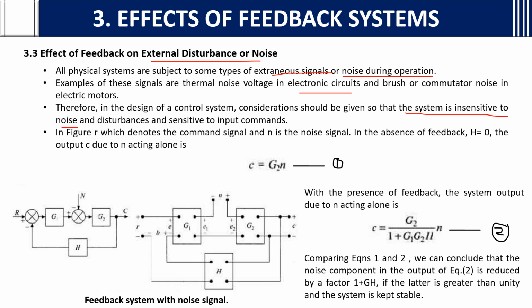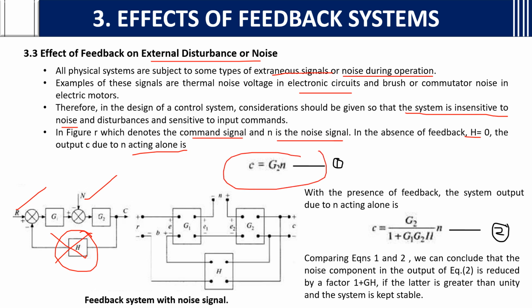In the figure, R denotes the command signal, the reference input, and N is the noise signal. In the absence of feedback, H equals 0, the output C due to N acting alone is C equals G2 into N. When H is 0, you get C equals G2 into N.